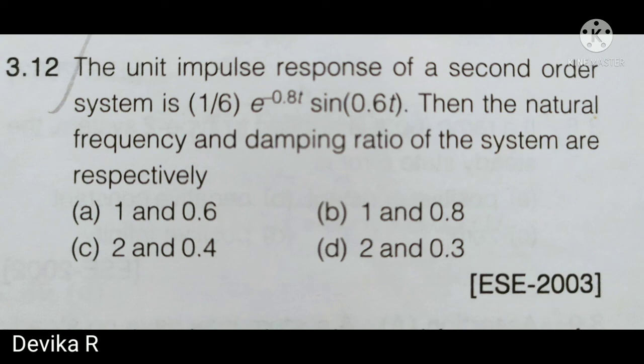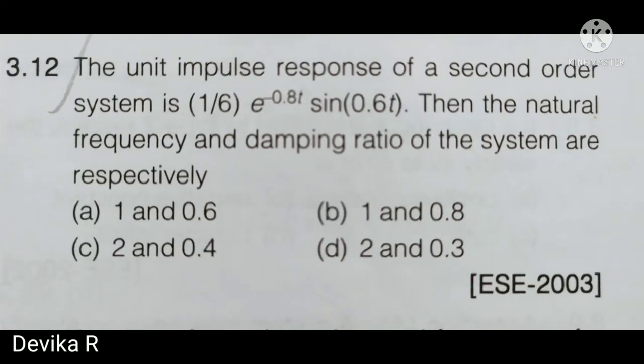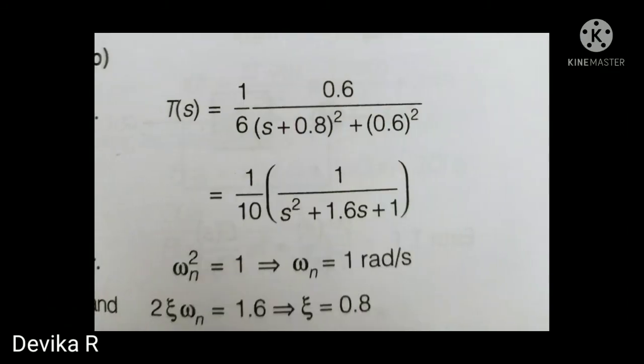Okay, how is it going to be done? Let's see the impulse response. It is like e power minus at sin bt. There is a formula for this: the Laplace transform is b divided by (s plus a) the whole square plus b squared, right? So just substitute these values. Here a is 0.8 and b is 0.6, so b divided by (s plus a) the whole square plus b square.